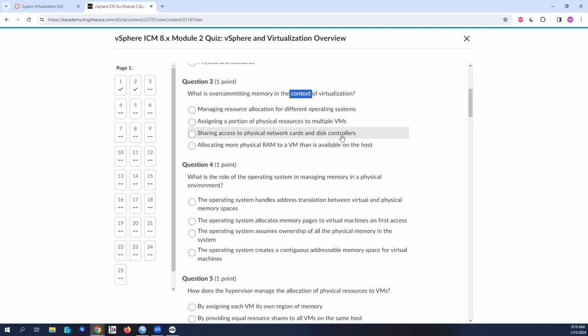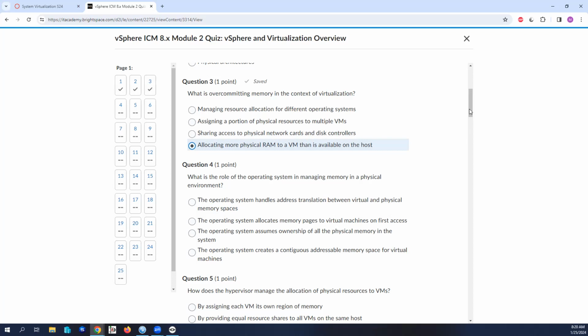Well, 1 and 3 didn't talk about anything about RAM. It's got to be the last one. There's only one that talks about RAM. So the last is the only thing that mentions RAM or memory. So that's got to be the answer. So yes, you can allocate more physical RAM to a VM than is available on the host.